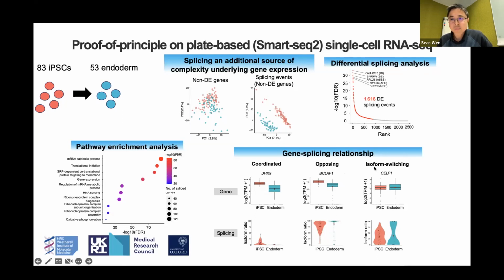And finally, isoform switching means that you don't see a change in gene expression, but in terms of splicing pattern, you will see a quite obvious change between the two cell populations. Isoform switching is important because it's something that we cannot detect with differential gene expression analysis, but we can pick it up when we perform differential splicing analysis.